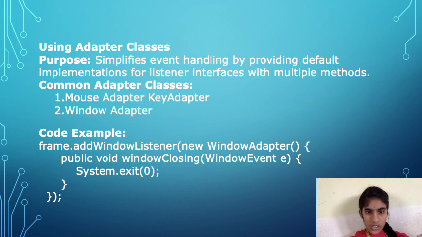frame.addWindowListener, new WindowAdapter. It is a method, and in this method we have to handle the exit button, like public void windowClosing, WindowEvent, System.exit.